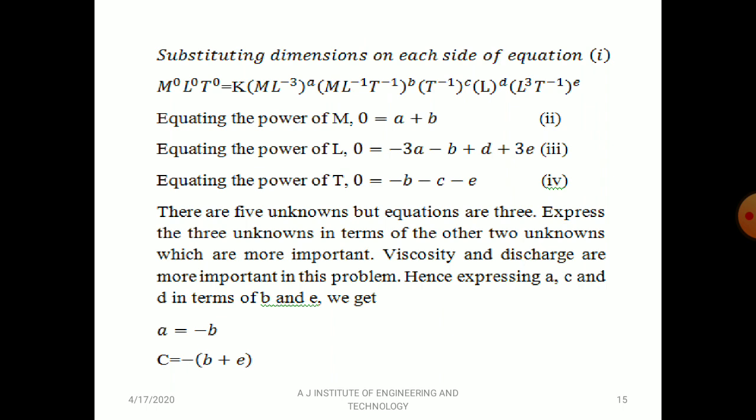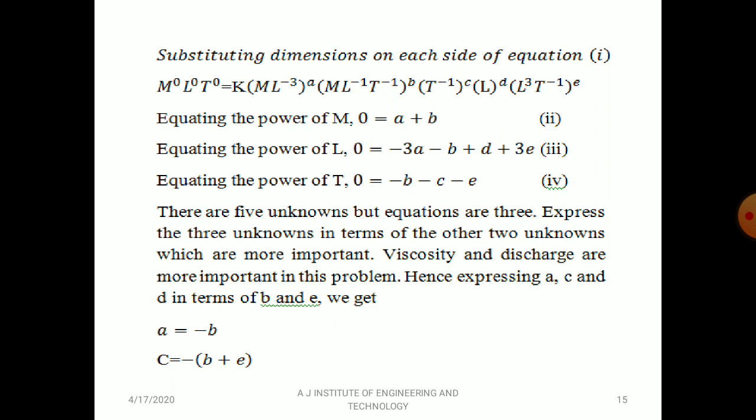Right hand side m to the power a, m to the power b, so that's it. So we get expression 0 equal to a plus b. Take it as expression 2. Then equating the power of L, on left hand side we have L to the power 0, and right hand side we have L to the power minus 3a, L to the power minus b, L to the power d, and L to the power 3. So we can get expression as 0 equal to minus 3a minus b plus d plus 3. Take it as expression 3.